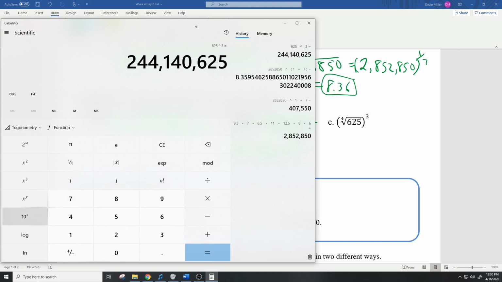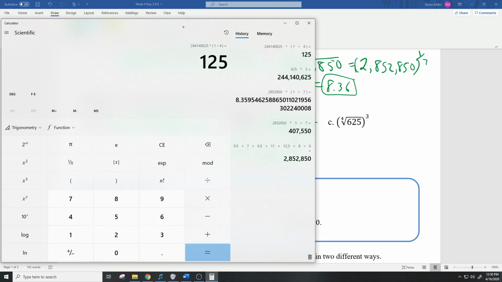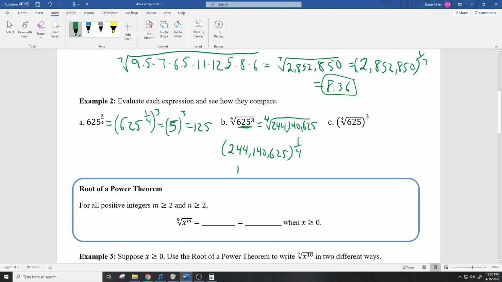So we just have to raise it, hit the X to the Y, make sure you put in parentheses. What did we say the parentheses was? 1/4. 1 divided by 4. End parenthesis, then hit enter. And it is 125.